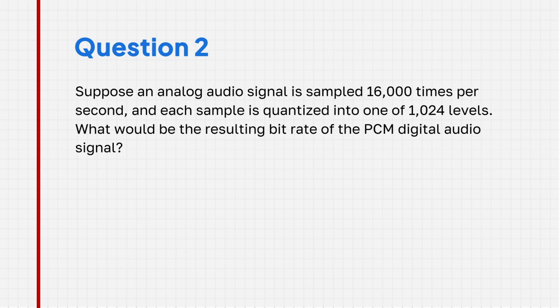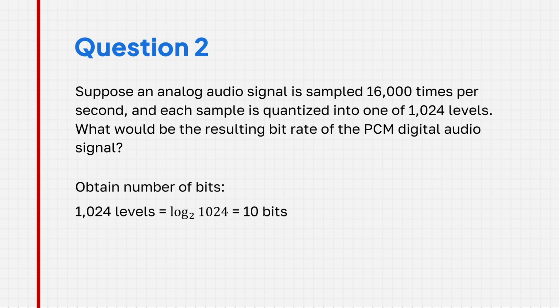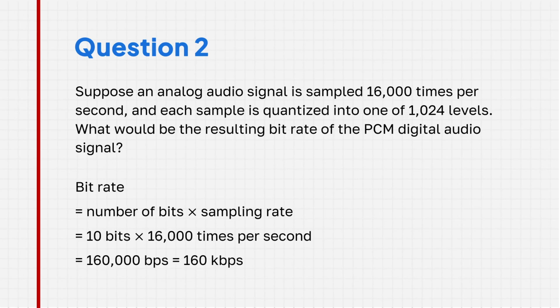Yep. Okay, thank you very much, Kota. So, to get the number of bits itself, you take the logarithm of the number of quantization levels to the base of 2. So log 1024 to the base of 2 is 10 bits. Then you just need to multiply these bits by the sampling rate, which is 16,000. This will give you 160,000 bits per second, corresponding to 160 kilobits per second.